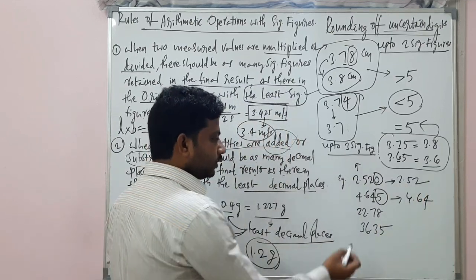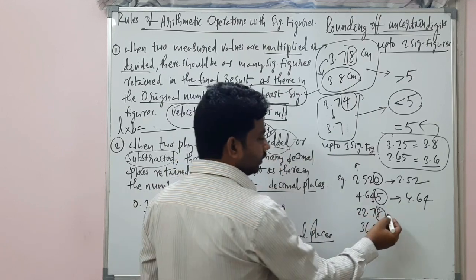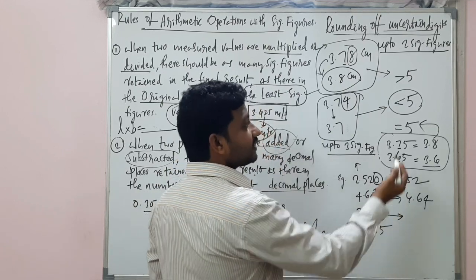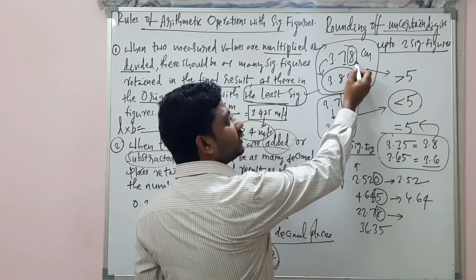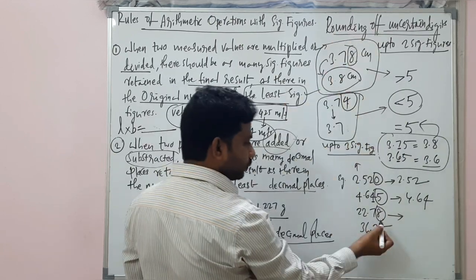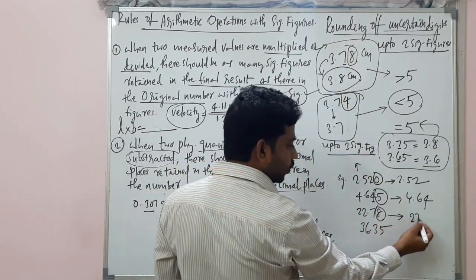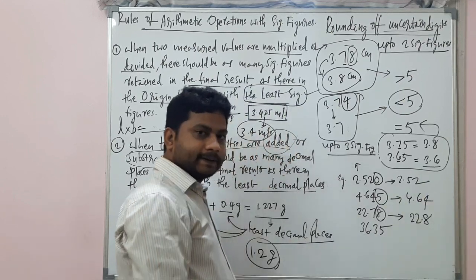The third one: 22.78. The 8 is the uncertain digit here, so it is greater than 5. When it is greater than 5, what happens? Immediately, the preceding digit must be raised by 1. So the preceding digit is raised by 1, and 22.78 becomes 22.8.